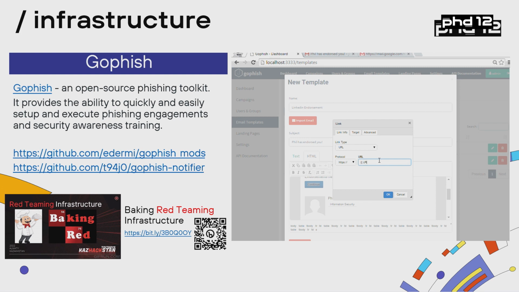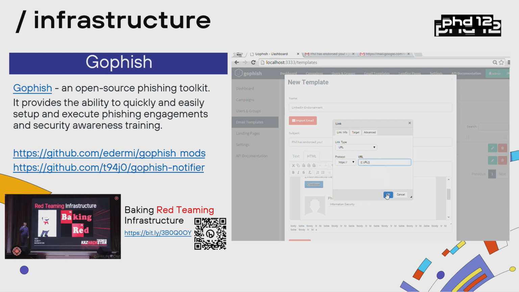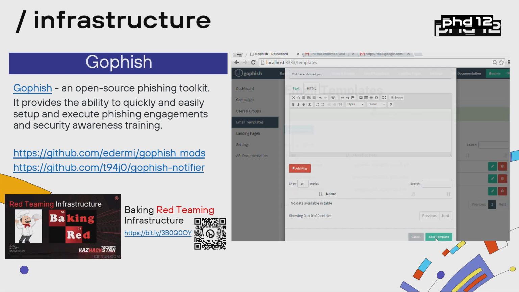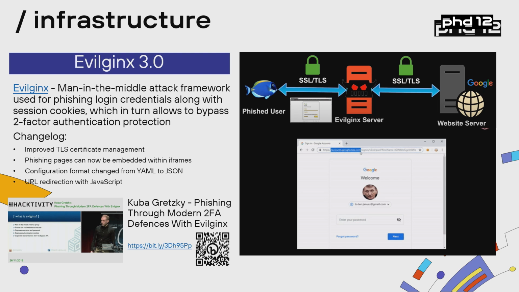I spoke at a Kazakhstan conference last year where we discussed red teaming infrastructure, and in particular, we talked about GoFish there. So if you're interested, please check it out. The link is below. Another important component of our infrastructure is Evil Jinx.